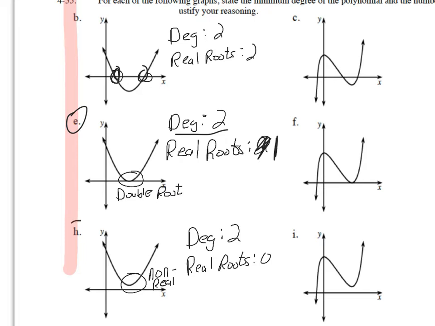And in part H, here the degree is 2, but the number of real roots is 0. This minimum, which is above the x-axis, is going to lead to 2 non-real roots or 2 complex roots. Now go ahead, pause this, and try C, F, and I.